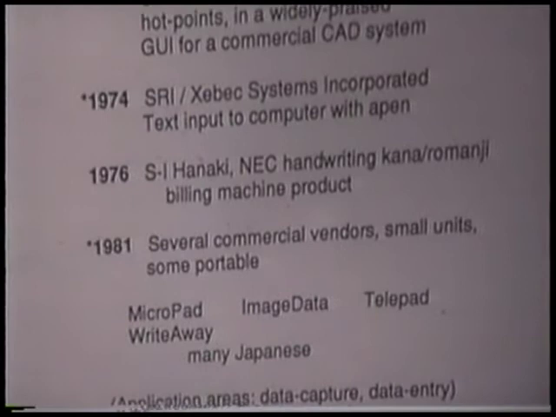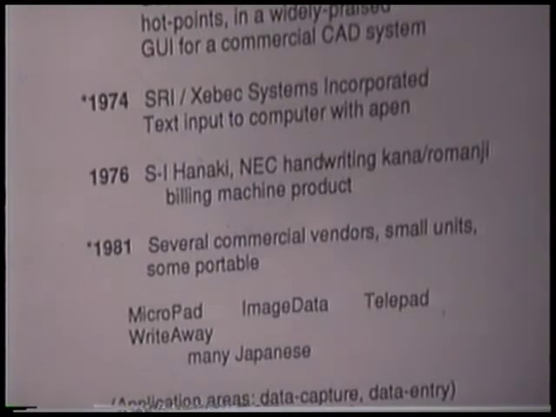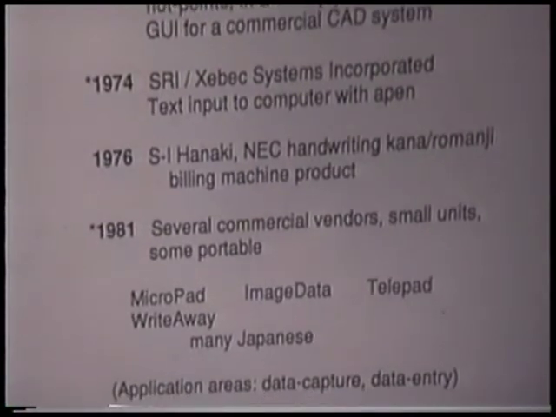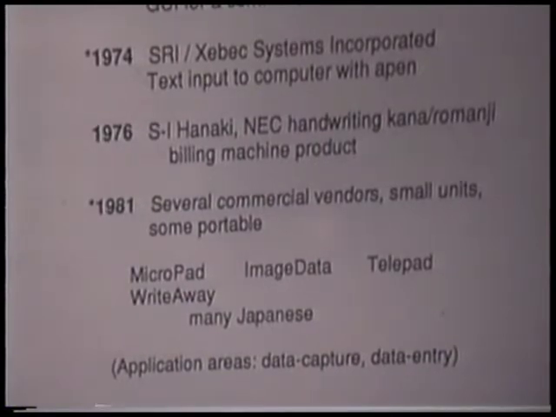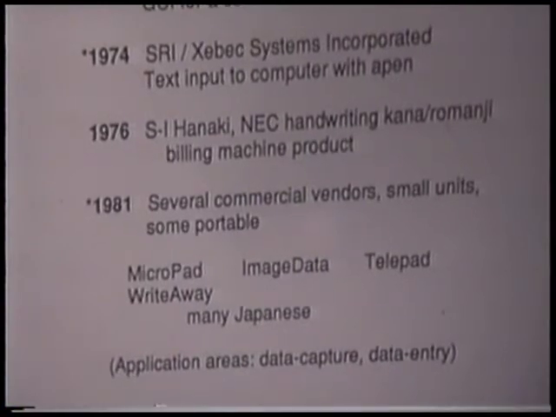1974, Xebec Systems, a spin out of SRI, came up with a digitizing pen, no tablet, just a pen. 1976, NEC announced and shipped a commercial product using online handwriting recognition, which is a billing machine. It's basically a computer terminal for taking order and billing information by hand.